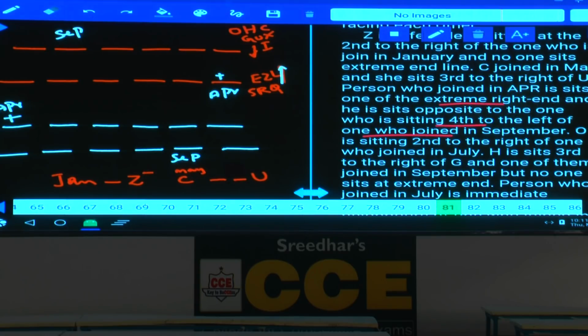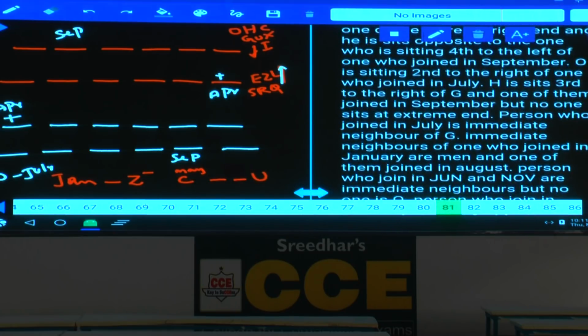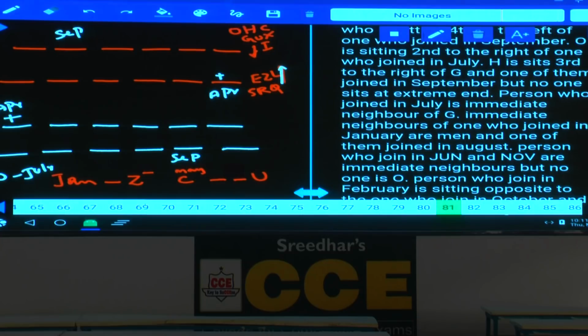O is seated second to the right of the one who joined in July. O and July must be like this. Next one, the one who joined in July, O must be towards south. Hence, the one who joined in July must also be towards south.